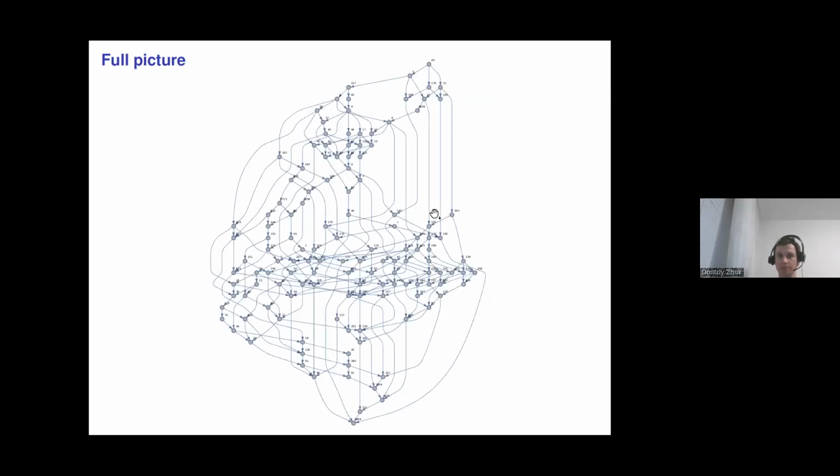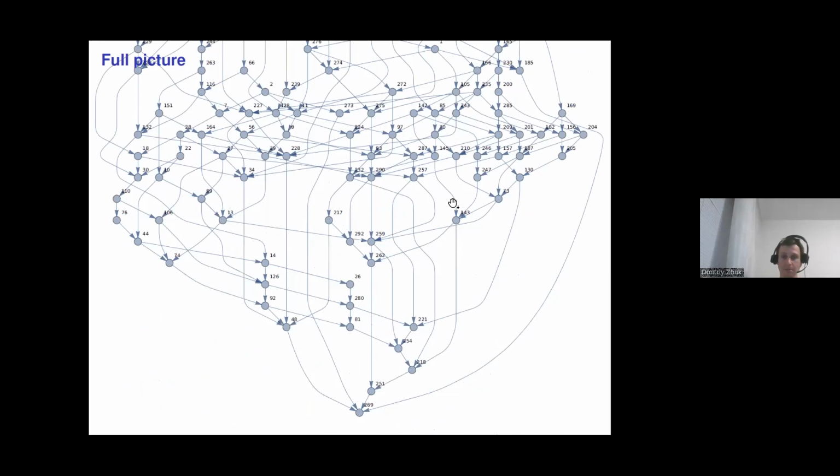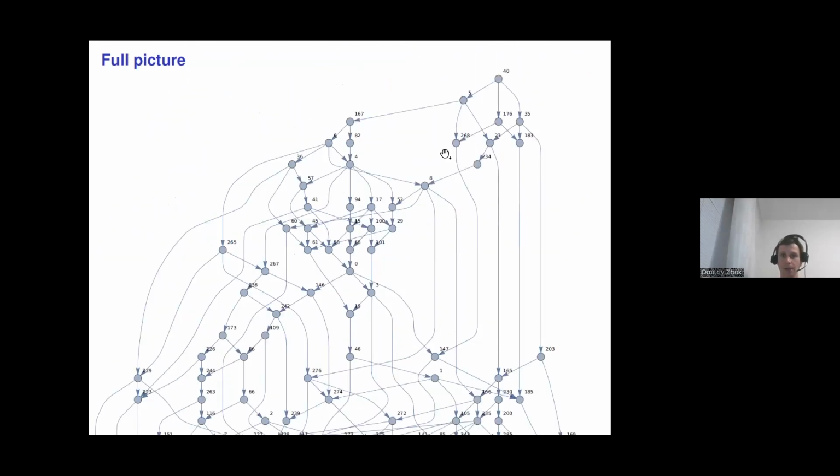And now the whole picture. This picture was generated automatically, but still it's kind of nice. I can show you some parts of this lattice. You can see exactly 133 clones. And like these are the three submaximal clones Albert was talking about.